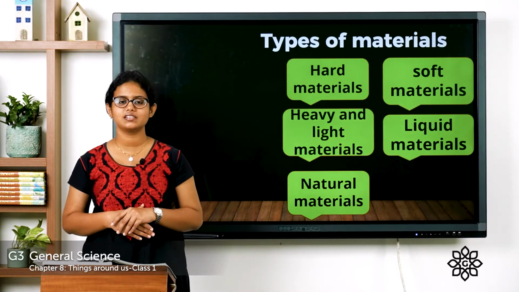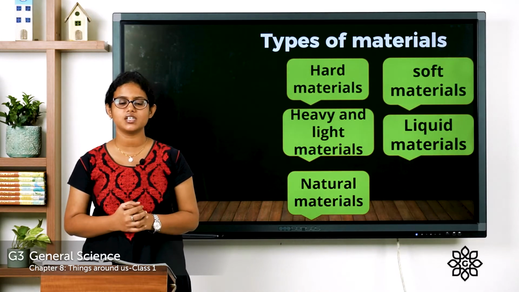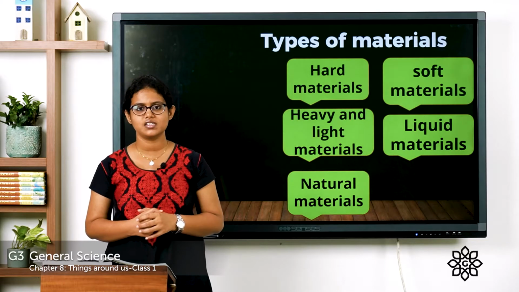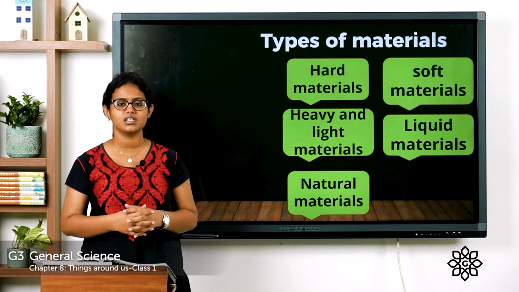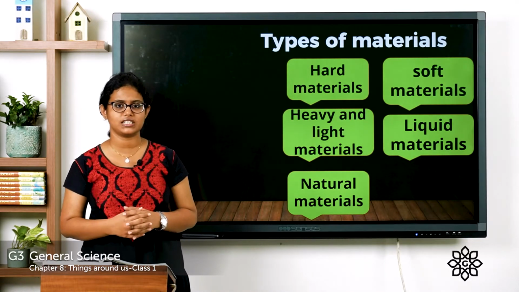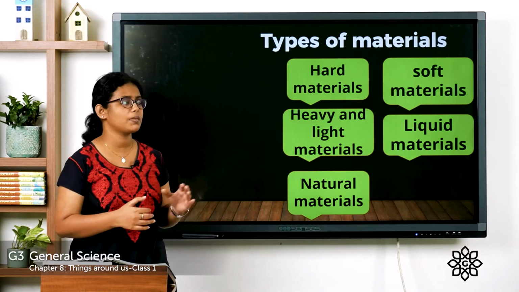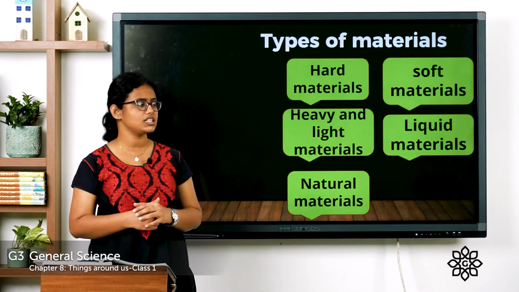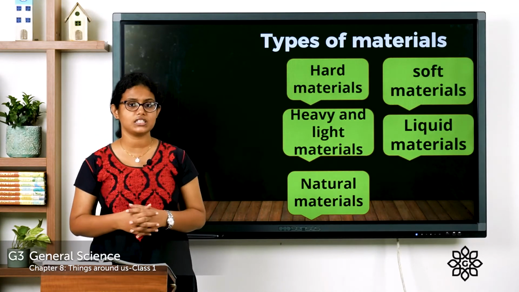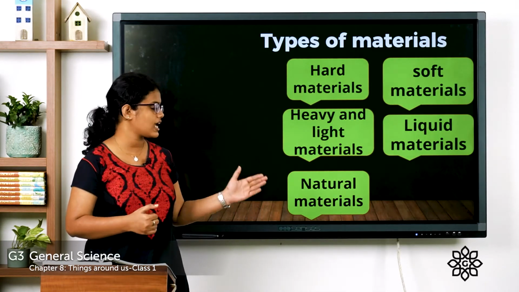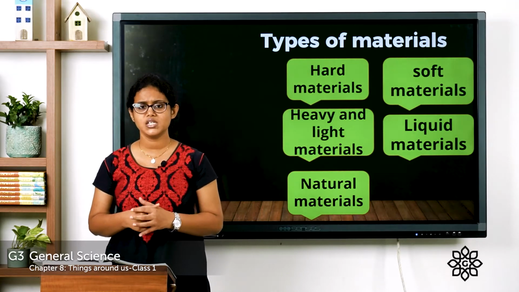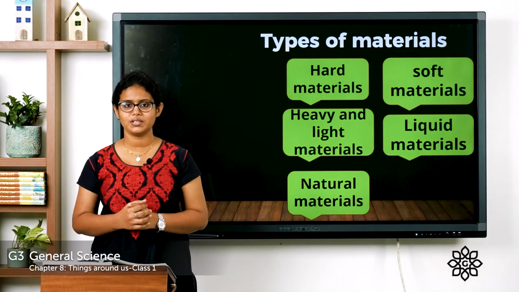We discussed that we use different materials to make different things. So let's discuss the different types of materials. So there are different types of materials like hard materials, soft materials, heavy and light materials, liquid materials and natural materials. So let's discuss them one by one.